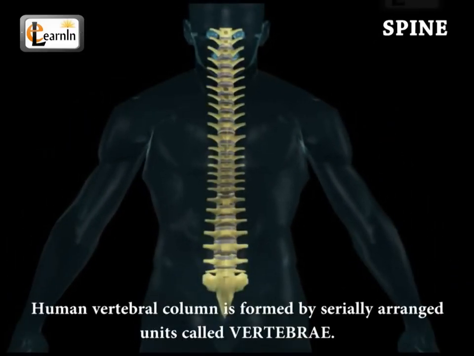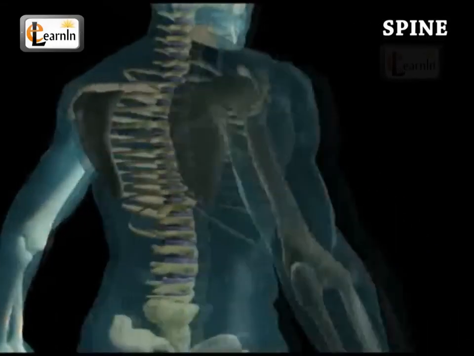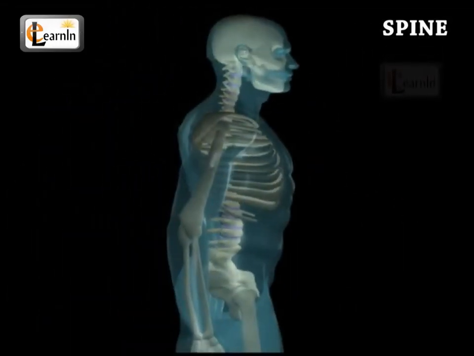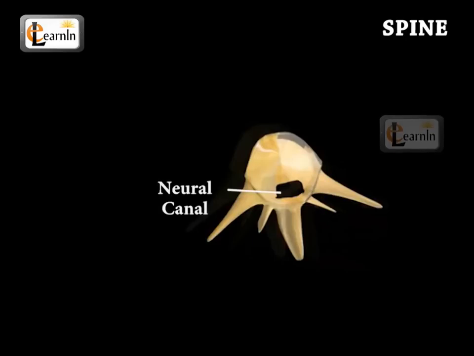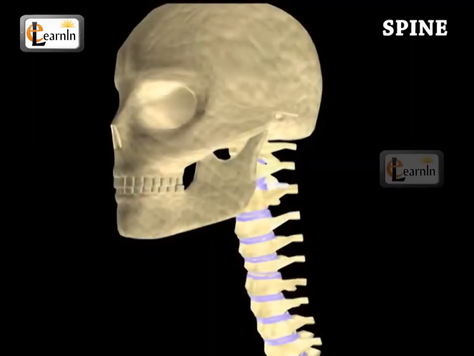The human vertebral column is formed by serially arranged units called the vertebrae, which are inwardly placed. This vertebral column extends from the base of the skull and constitutes the main framework of the trunk. These vertebrae have a central hollow portion, which is called the neural canal. The spinal cord passes through this neural canal.